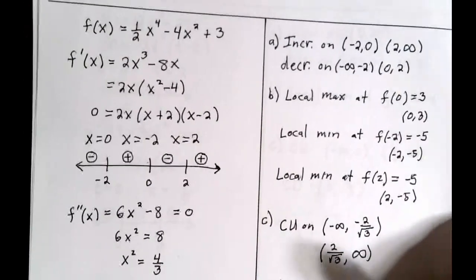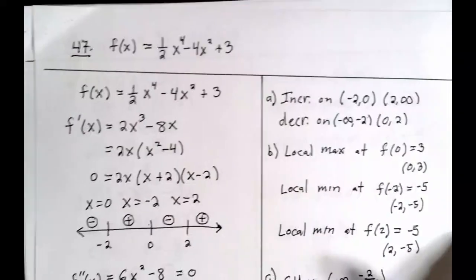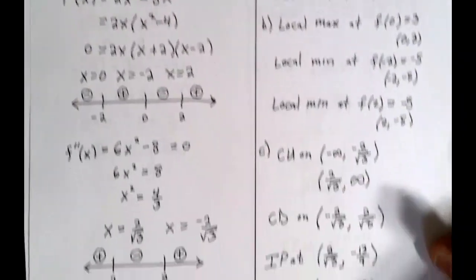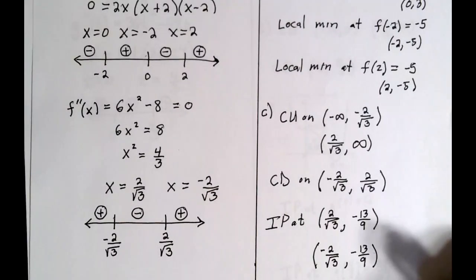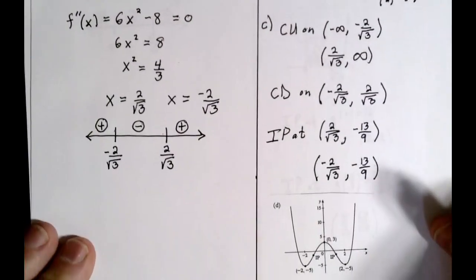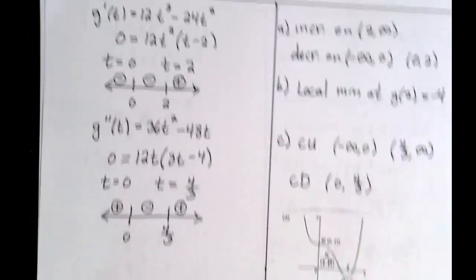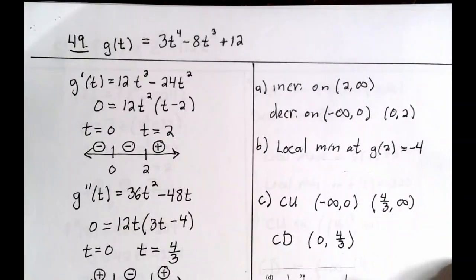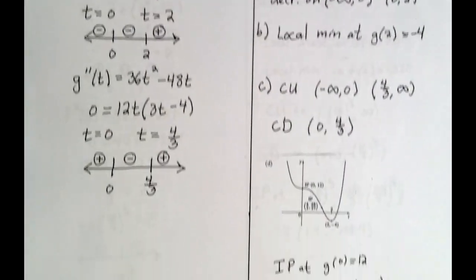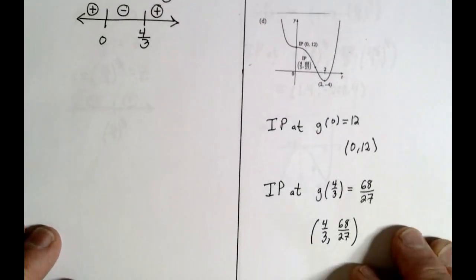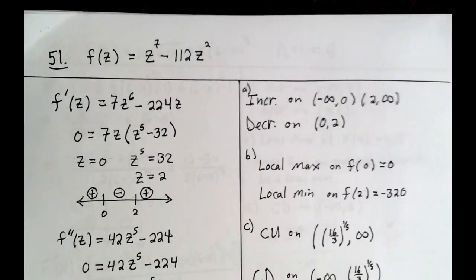Okay, 47, same idea. Okay, here's the initial question. Okay, and then we look at it a little farther, and then we finally get our answer as our graph here. 49, same idea. Take the first derivative, analyze it, take the second derivative, figure it out, and you get concave up and down, and you also get your inflection points. Same thing with 51.